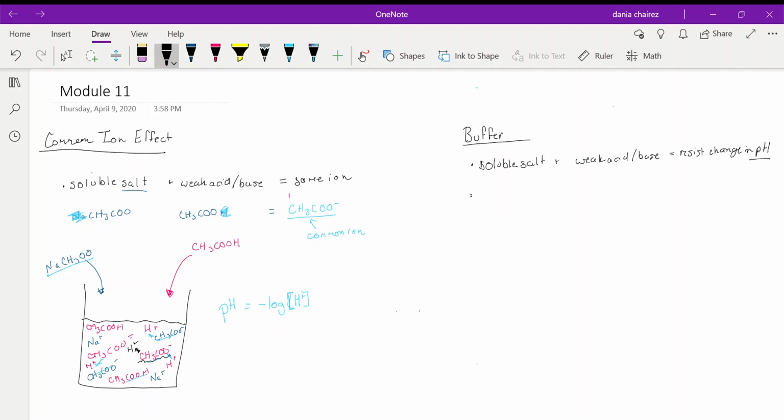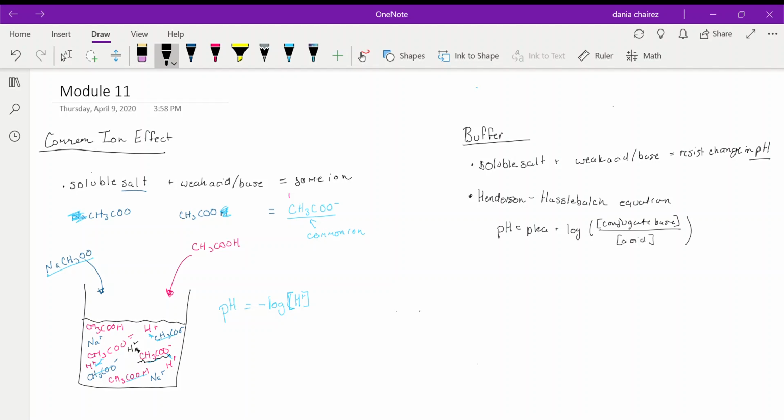To solve for buffer solutions, there's something known as the Henderson-Hasselbalch equation. I don't know if I spelled that right, but it's called the Henderson-Hasselbalch equation, and it says that your pH is equal to your pKa plus the log of your concentration of conjugate base over your concentration of acid.